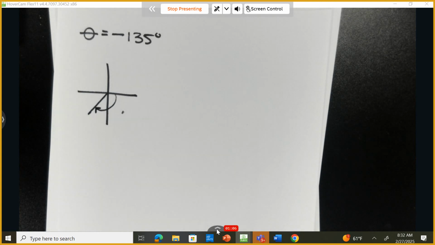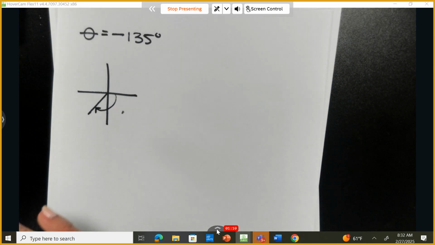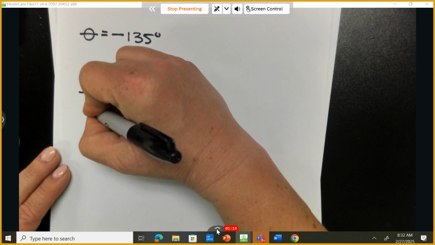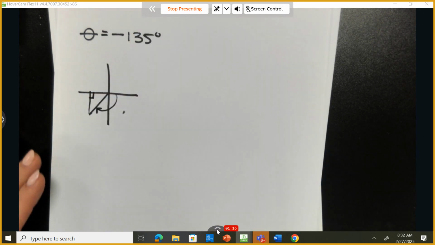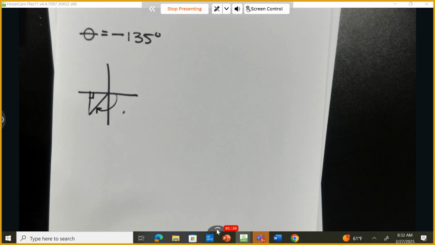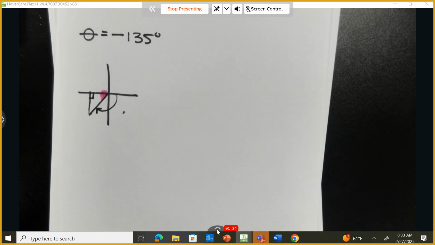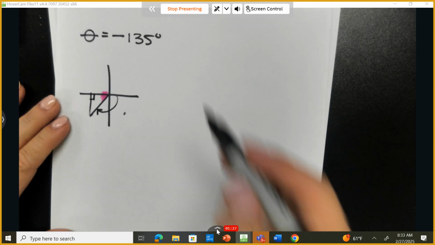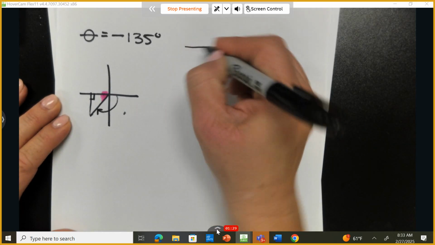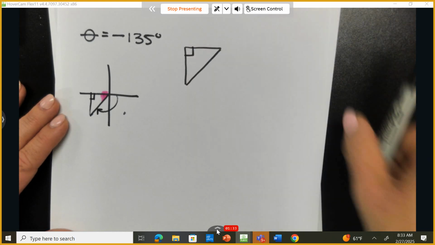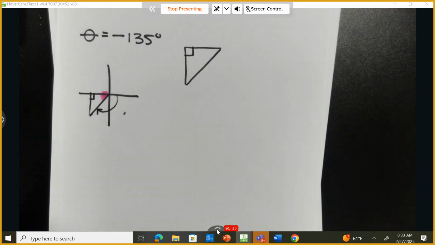Now with our reference angle, we need to create a triangle. We always go back to the x-axis. As you go back to the x-axis, you're going to make a 90-degree angle. Then I would like you to color in the part of the triangle that's closest to the origin. That's always going to be the angle that we are going to evaluate. So I'm going to draw that picture. This is the angle that we're going to evaluate.